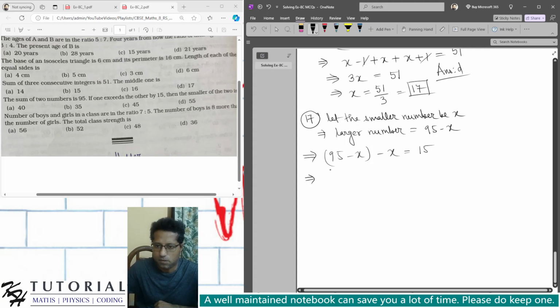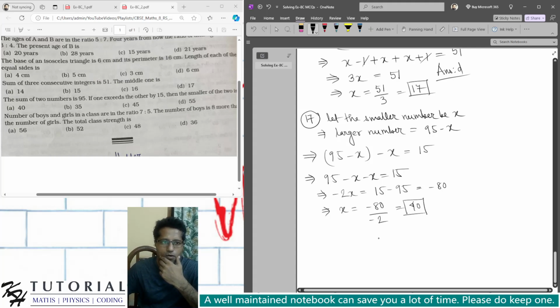So now this becomes 95 minus x minus x is equal to 15. So this becomes minus 2x is equal to 15 minus 95, which is equal to minus 80. So this implies x is equal to minus 80 divided by minus 2, which is equal to 40, and hence the smaller number is 40. So the correct choice is A.